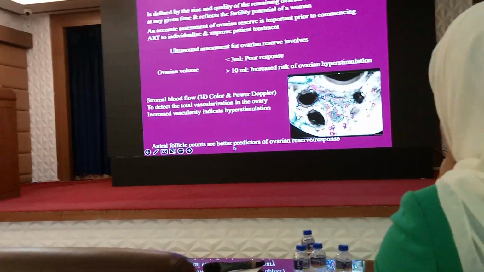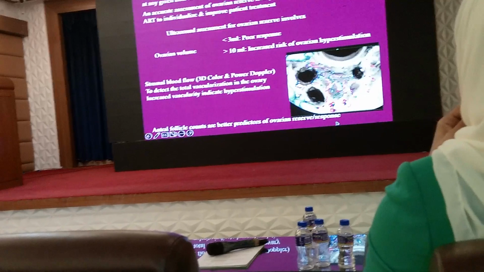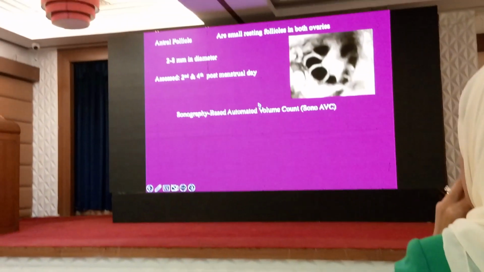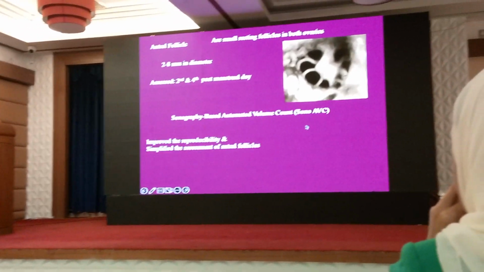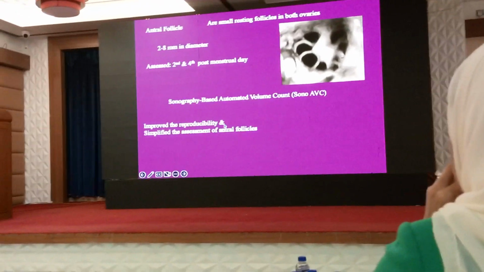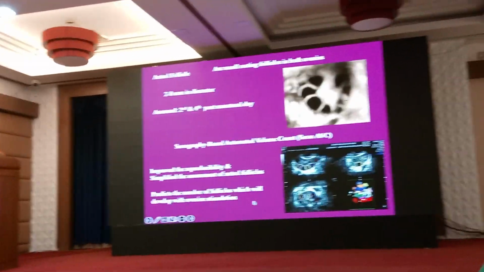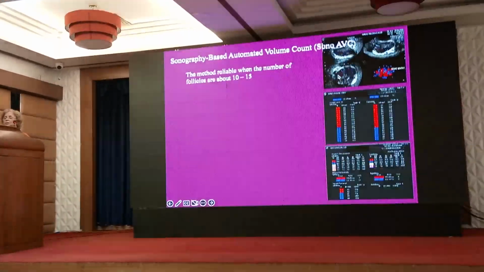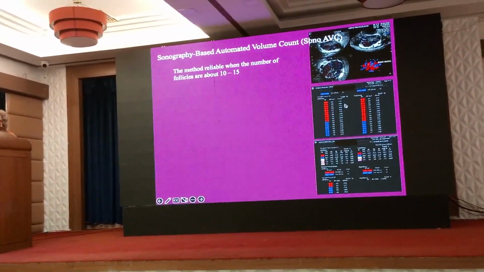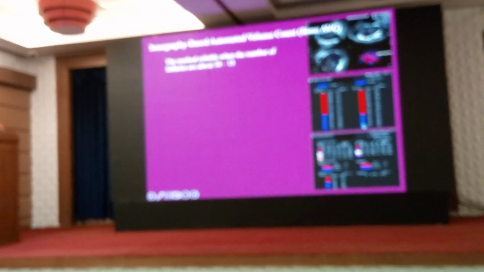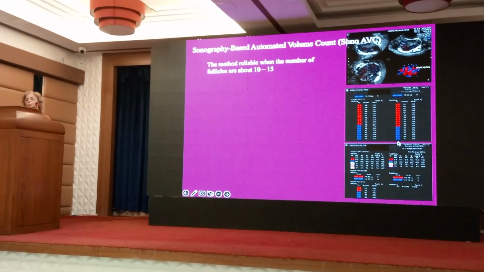Antral follicle count is the best predictor of ovarian reserve and response. These are nothing but resting follicles in both ovaries. They measure between 2 to 8 millimeters and should be assessed between the 2nd and 4th post-menstrual day. And Sono ABC count is very good. It has improved the reproducibility and simplified the assessment of antral follicle count. It predicts the number of follicles which will develop with ovarian stimulation. It gives us the detail. We can have the sizes, we can have the number of follicles, and this blue tells us that these are not good follicles, and then they know that these are the follicles they don't have to go for.